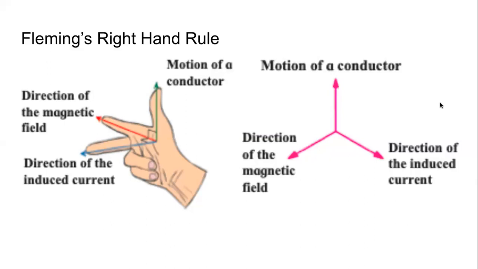So the middle finger comes last. First the magnetic field, then the motion of the conductor. So we have a magnetic field. We move a conductor in the magnetic field to induce a current in the conductor.